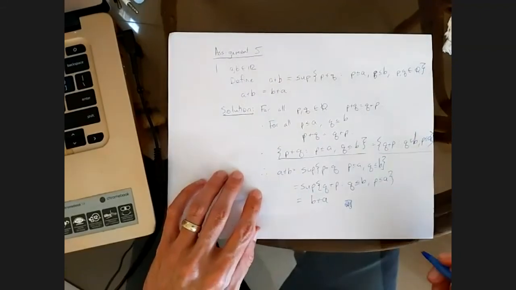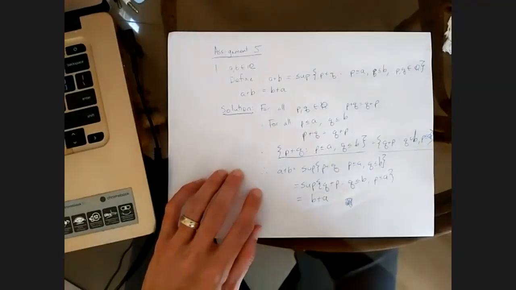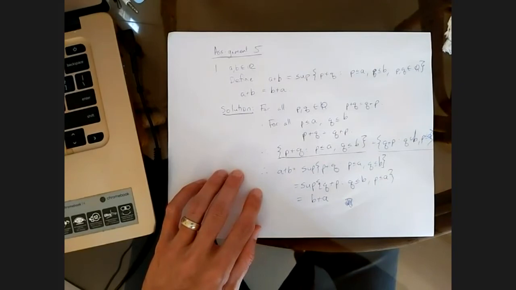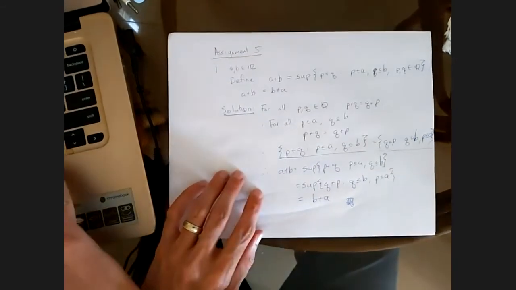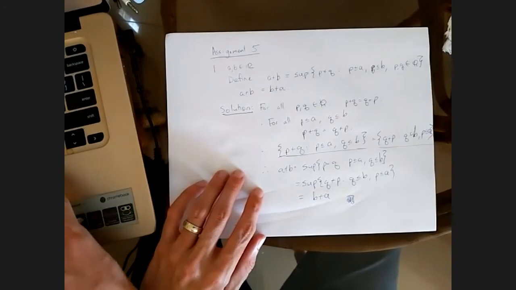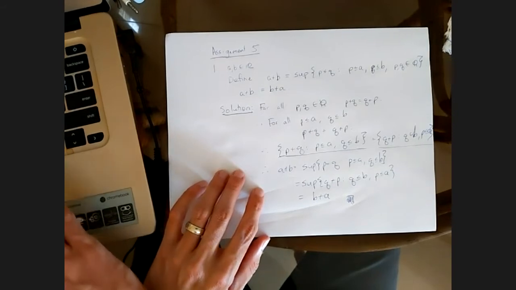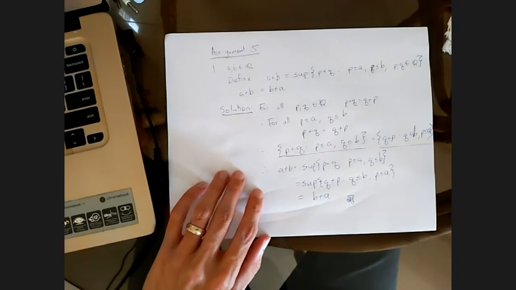So this was just an example of how you can use the least upper bound property to prove things about addition of real numbers.